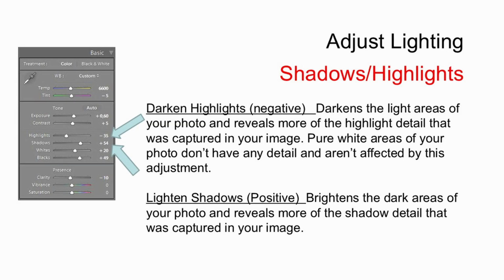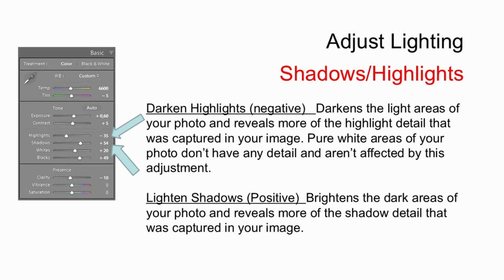Okay, here's the shadows and highlights. Once again, in the basic tab, pull down. To darken highlights, go to the left. This darkens the light areas of your photo and reveals more of the highlight details that were captured. If a part is so overexposed that it is pure white, there's nothing you can do.